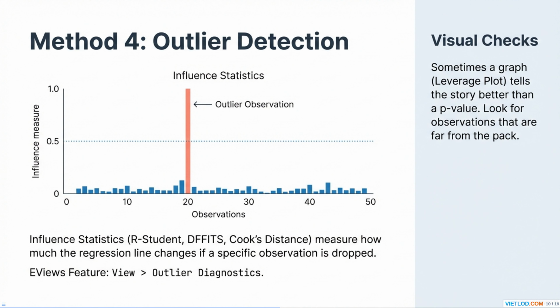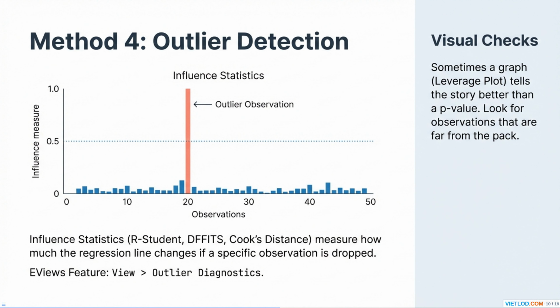Our fourth diagnostic method focuses on detecting individual outliers, which are observations that can disproportionately influence our regression results. Sometimes a visual check, like this influence plot, tells the story more clearly than a p-value alone. The chart displays influence statistics, such as R-student, DFITS, and Cook's distance, which are measures of how much the regression line changes if a specific observation is dropped.